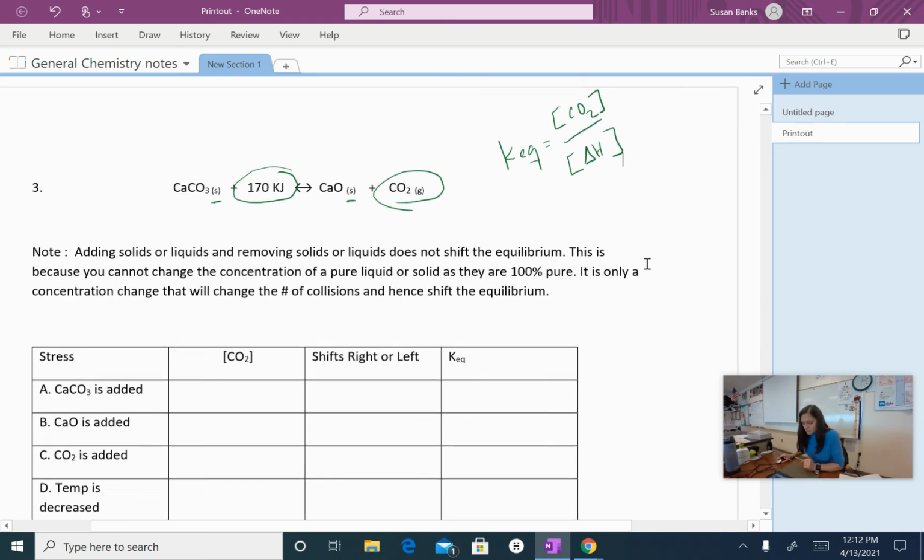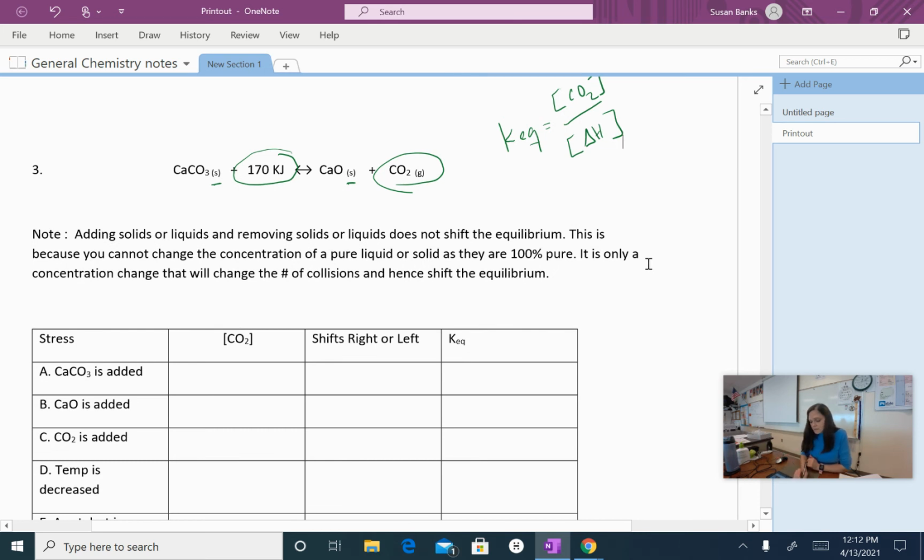The stress. Note, this is what I was talking about. Adding solids or liquids and removing solids or liquids does not change the equilibrium. We only do gases and aqueous. This is because you cannot change the concentration of a pure liquid or a pure solid. They are 100% pure. It's only a concentration change that will change the number of collisions and therefore the equilibrium.